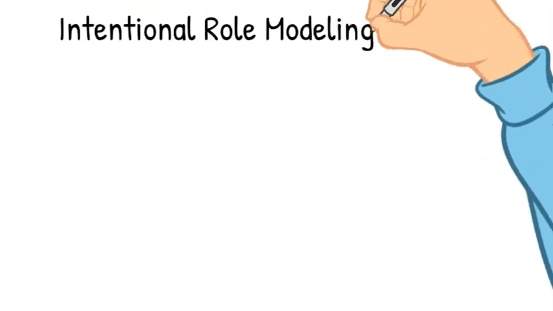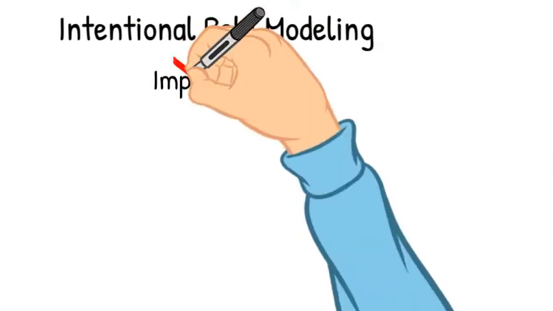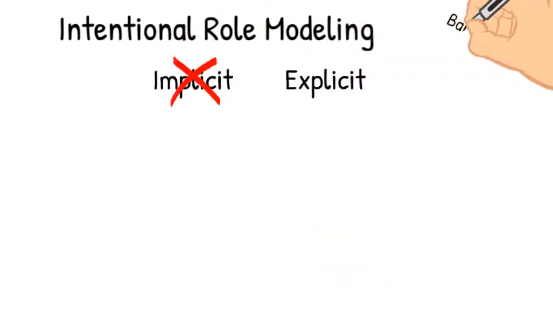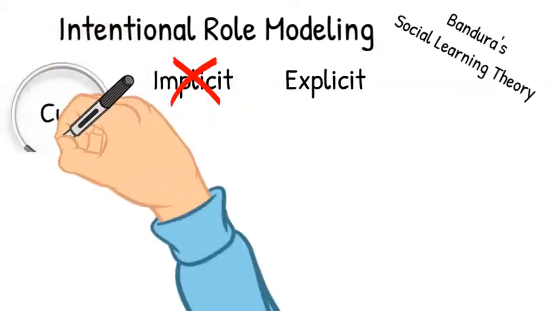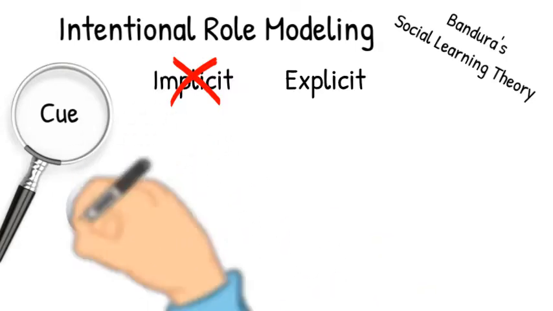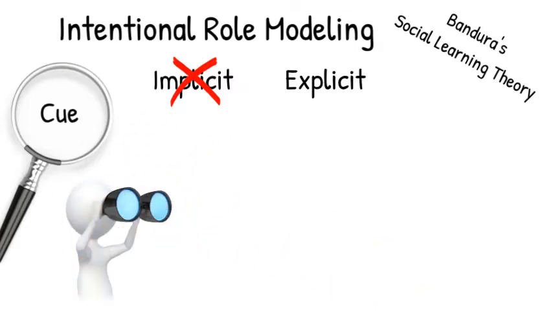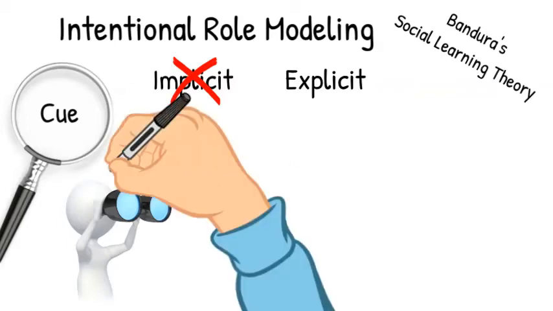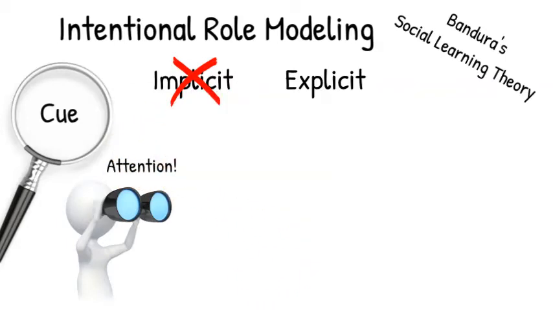Intentional role modeling is a teaching technique that makes the implicit explicit. It's based upon Bandura's social learning theory. The first step is to cue the learner. This helps the learner know what to pay attention to. We learn through observation, but every learner sees the experience differently. Cueing helps the learner see the parts of the observation that the instructor wants the learner to see. This aligns with attention aspect of social learning theory.